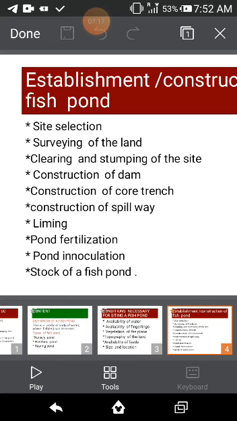2. Clearing and stumping of the site. This helps to remove trash from the site. It is the cutting of trees within the site, and also the removal of stumps. Remember when we defined stumps when we did the pre-planting operations, what we mean by stumping.